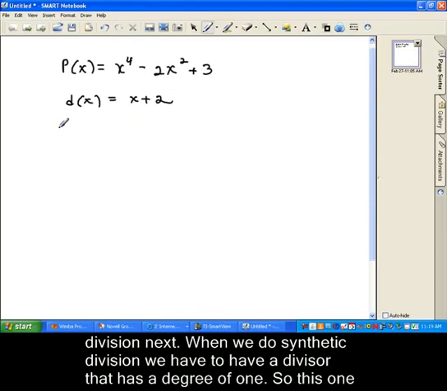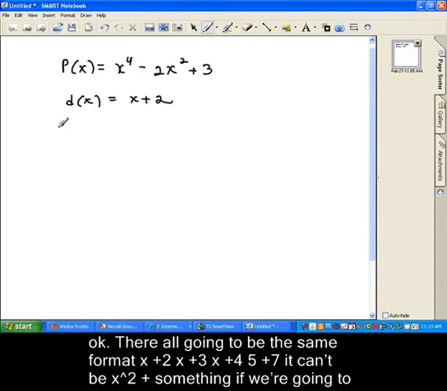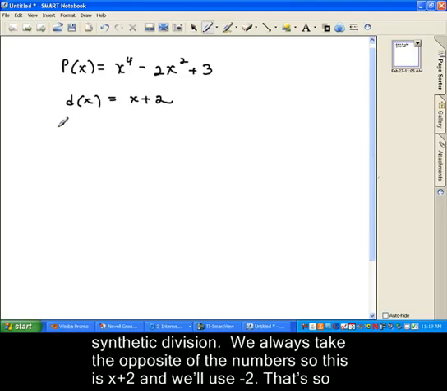When we do synthetic division, we have to have a divisor that has a degree of 1. So this one's okay. They're all going to be in the same format. X plus 2, x plus 3, x plus 4, y plus 7. It can't be x squared plus something if we're going to do synthetic division. We always take the opposite of the number. So this is x plus 2. We'll use the negative 2. That's so we don't have to do the subtraction when we do the synthetic division.